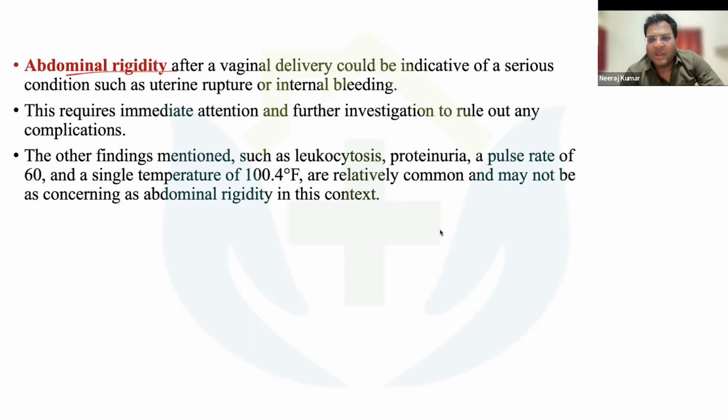Why? Because if the patient has had a vaginal delivery, abdominal rigidity after vaginal delivery could be indicative of serious conditions like uterine rupture or internal bleeding, and that's why immediate attention is required in these patients to root out further complications. Other findings like leukocytosis, proteinuria, pulse rate and low-grade temperature are relatively common and may not be as concerning as abdominal rigidity in this context.